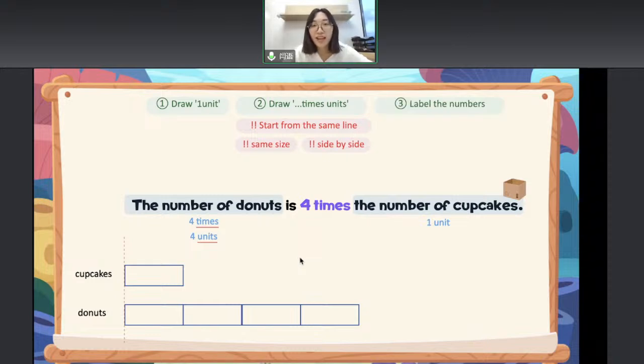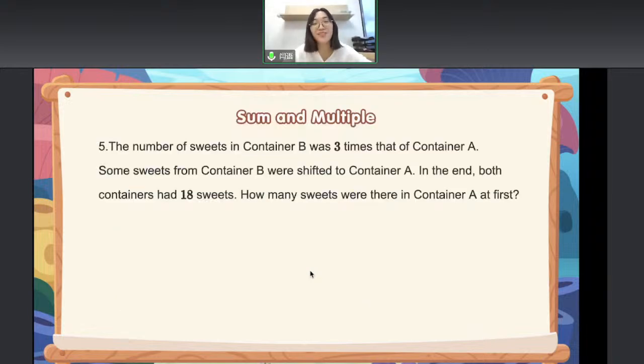And for the last part, that is to label the number. For example, if I tell you here we have 12 cupcakes in total, could you please tell me how many donuts are there? Yes, it should be 4 times 12, okay? Very straightforward. So if you can understand the basic model drawing, then let's move on to a bit more challenging one.